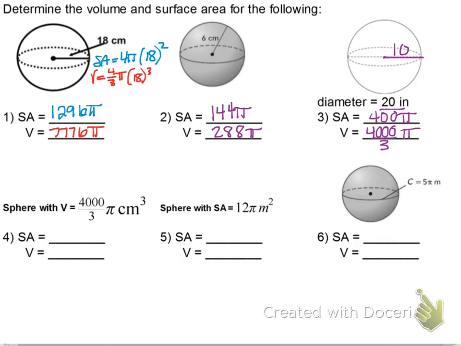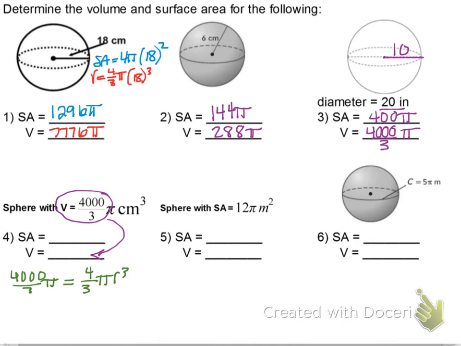And so here it says a sphere with a volume of 4,000 over 3 pi. Okay, so we already know the volume. So that goes here, but we need to find the surface area. Well, to be able to find the surface area, then we need to know the radius. Okay, so we do not know that yet. And so what I'm going to do is set this equal to the volume formula. So I have the volume, which is 4,000 over 3 pi, and that equals 4/3 pi r cubed.